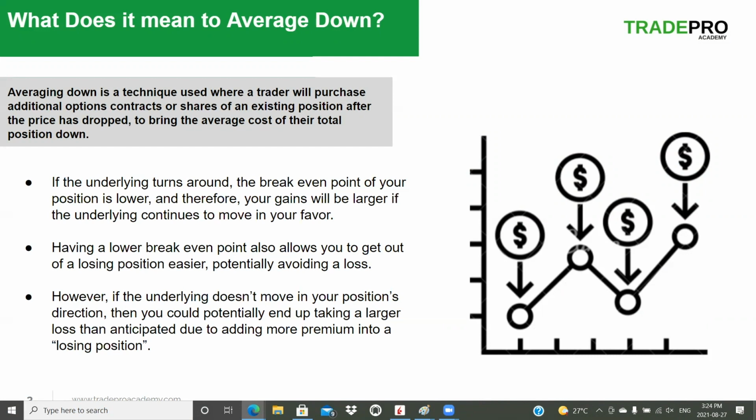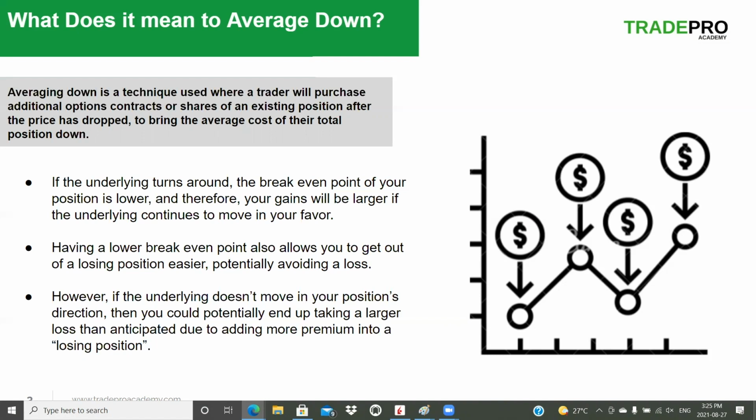So you are taking on additional risk when you decide to average down. It is important to note that. But having a lower break-even point also allows you to get out of a losing position easier and potentially avoid a loss. However, if the underlying doesn't move in your position's direction, then you could potentially end up taking a larger loss than anticipated due to adding more premium into a losing position.